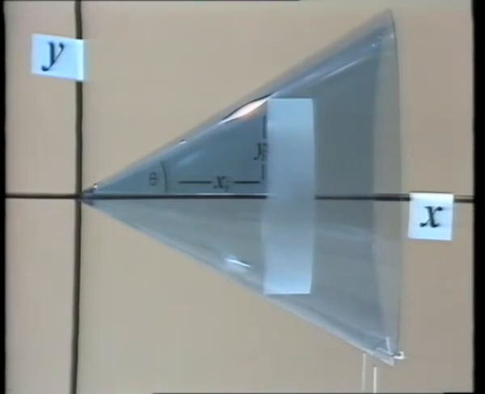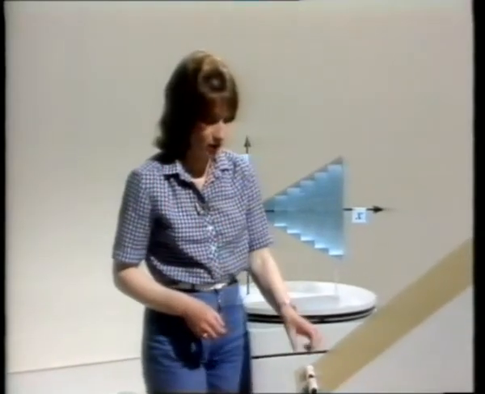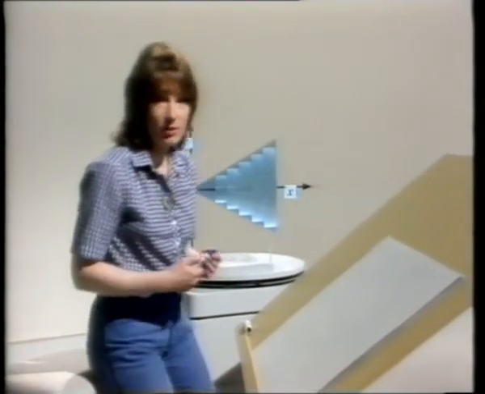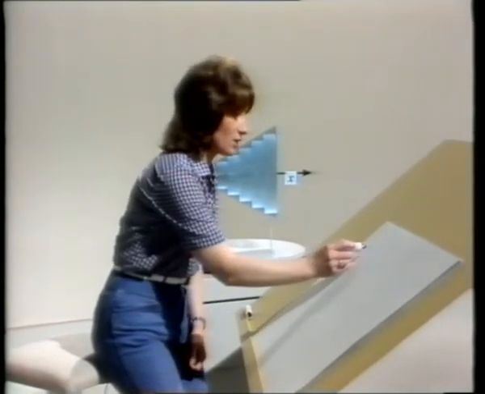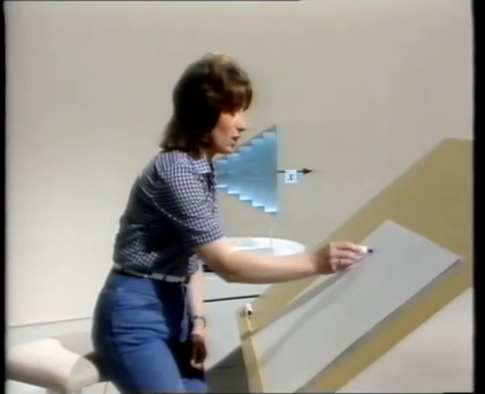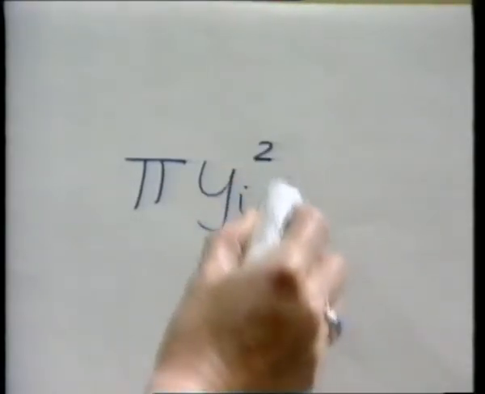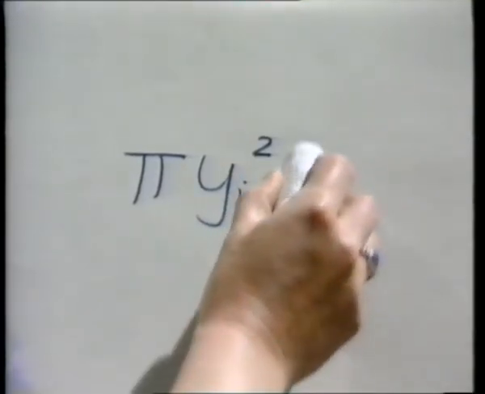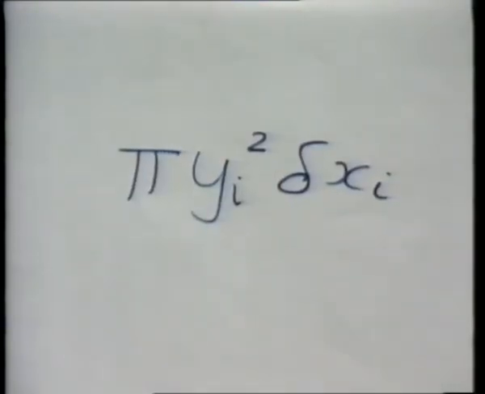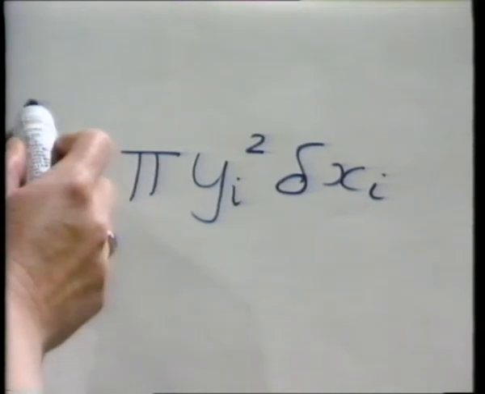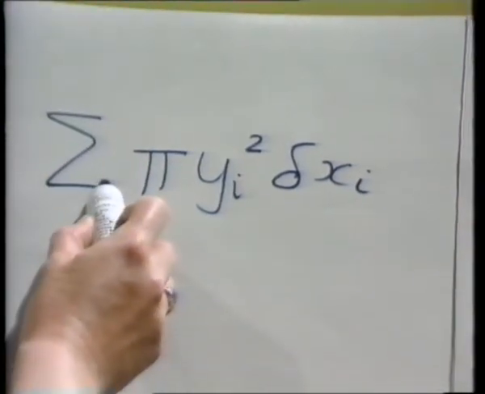This disc is xi from the vertex, and its radius is yi. So if we write down its volume, it's the area times the thickness. That's pi yi squared times delta xi. So summing over all discs from 0 to h, we have this.